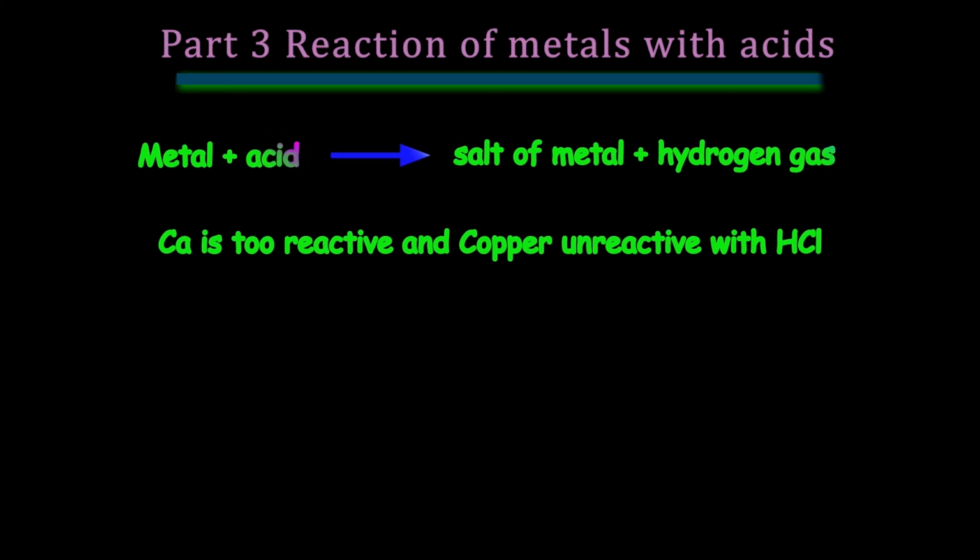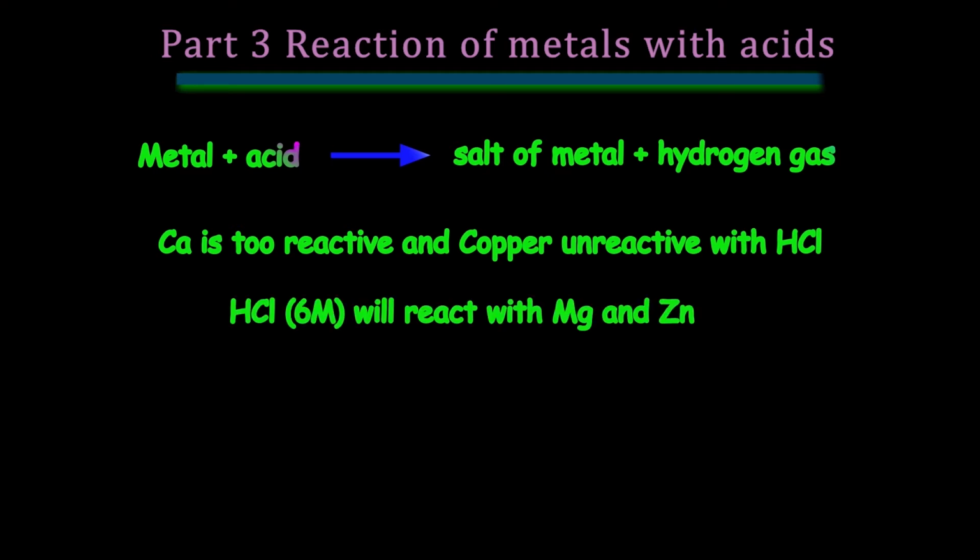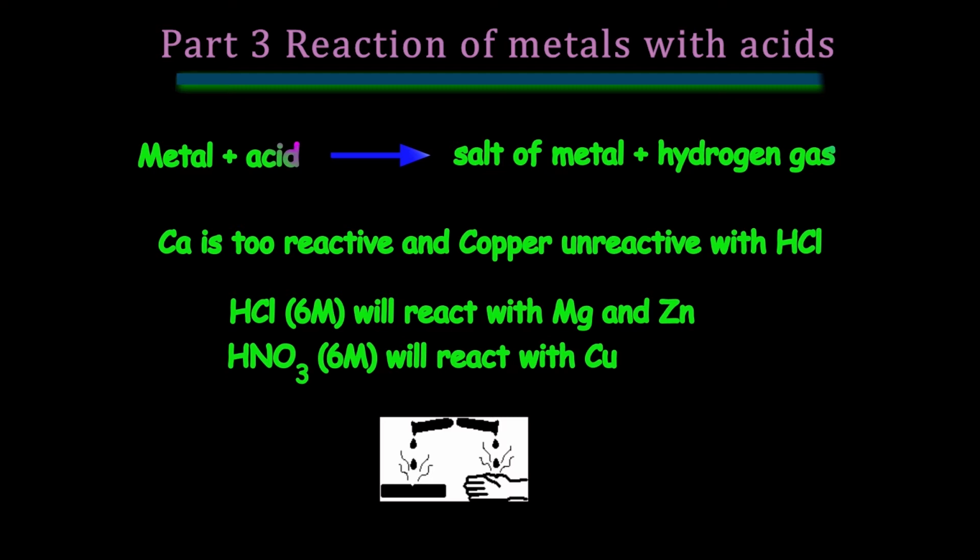Copper is unreactive with hydrochloric acid even at 12 moles per liter concentration, the highest possible in water. So 6 moles per liter hydrochloric acid will react with magnesium and zinc. 6 moles per liter nitric acid will react with copper. Care must be exercised in handling these acids. They are very corrosive and cause serious burns. At the end of this video, answer the questions in your lab manual for this experiment.